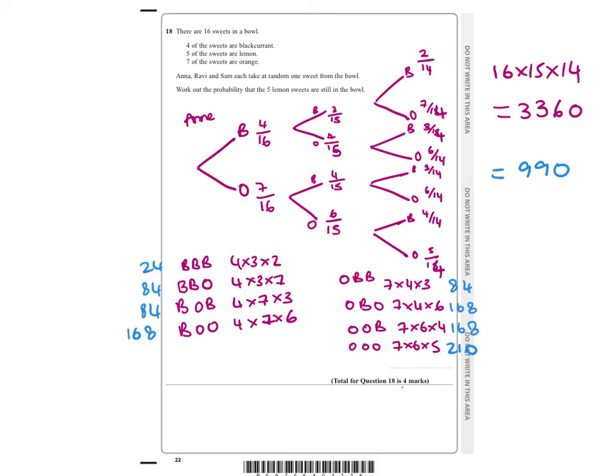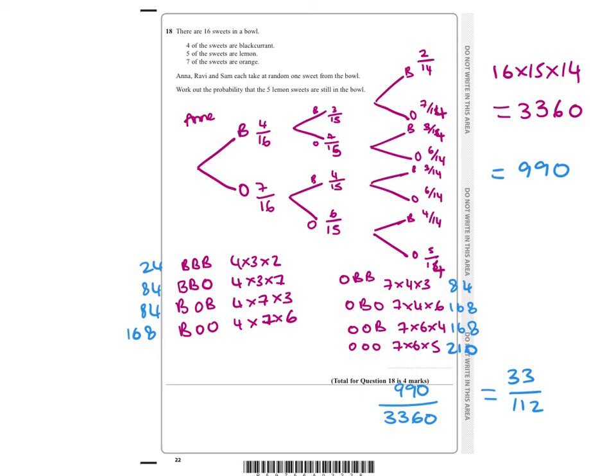is going to give me 990. So then I'm going to have 990 out of 3,360. And that is the answer. Some of you may, if you put that into your calculator, have simplified it to 33 over 112. They will accept every way.